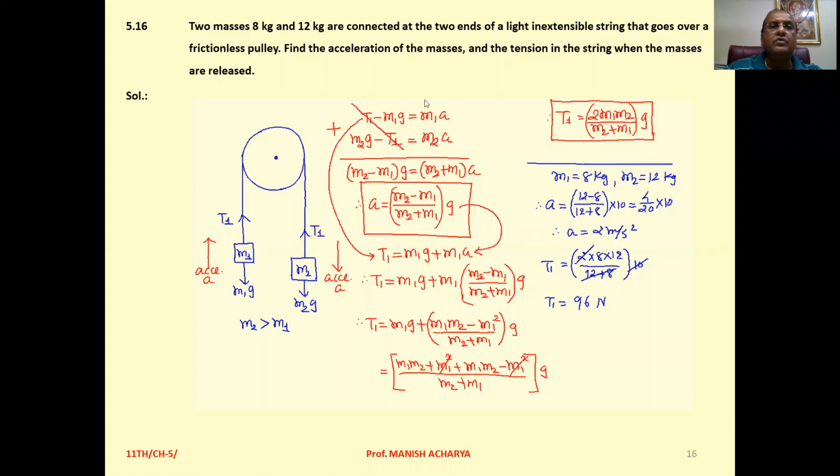Clear to all of you? You can use these equations of acceleration and tension directly to solve the problems related to pulley as shown in the figure. Okay.